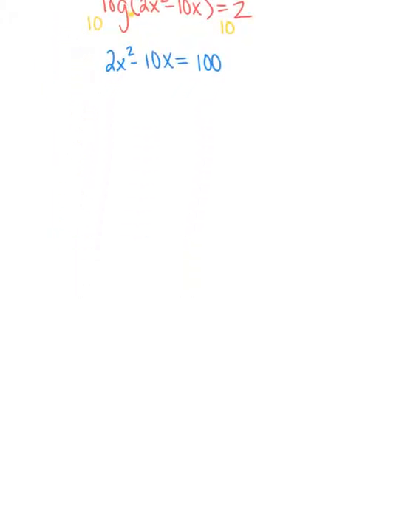All right, so now I have a quadratic equation. I have a quadratic term here, and I have a linear term, so it's not going to be as easy as that last quadratic that only had the quadratic term. So I need to get one side equal to 0. I think I'll subtract the 100 from both sides first. So I've got 2x squared minus 10x minus 100 equals 0. I think since I'm looking at these coefficients, they're all divisible by 2.